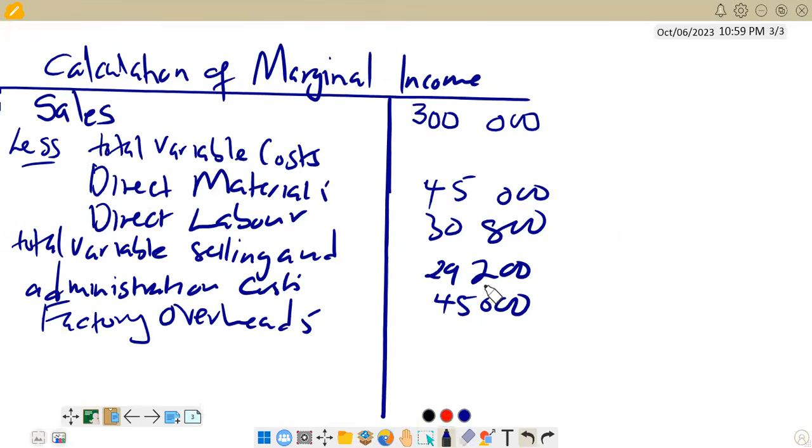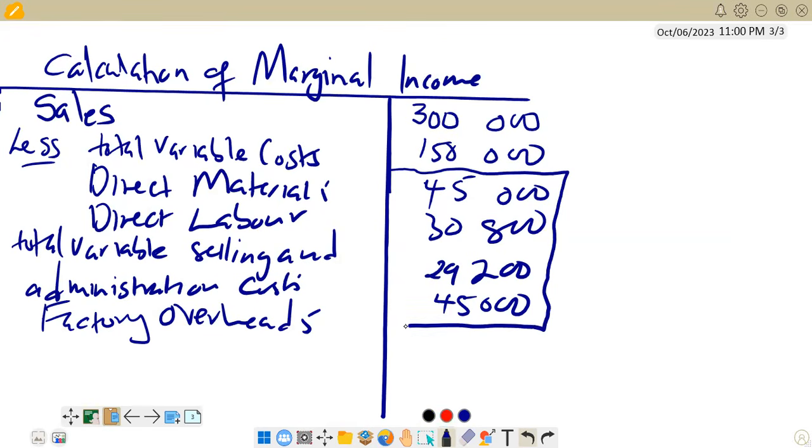If you add 45,000 plus 30,800 plus 29,200 plus 45,000, you get 150,000. So that's the total that we put here, 150,000. Right, so we are saying sales minus total variable costs. We are subtracting here, and when we say 300 minus 150, we get 150,000 here.